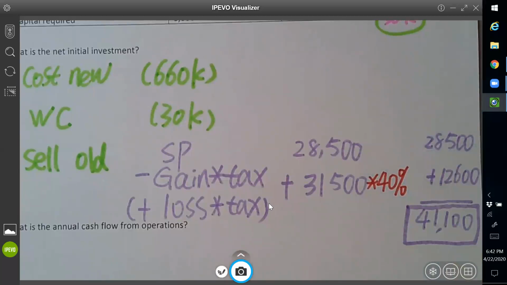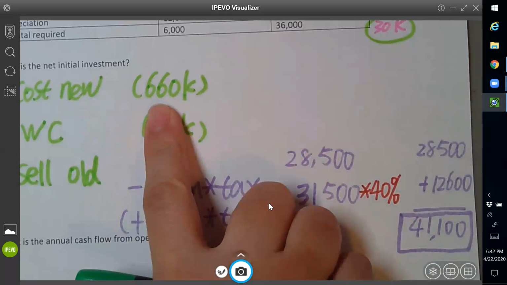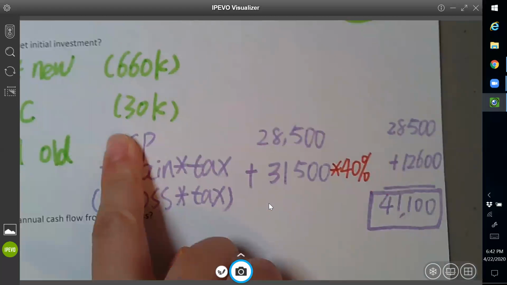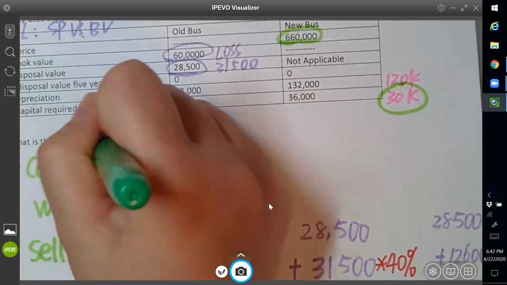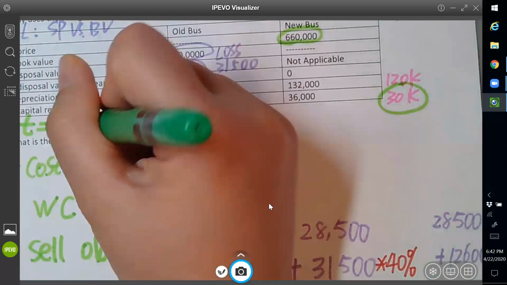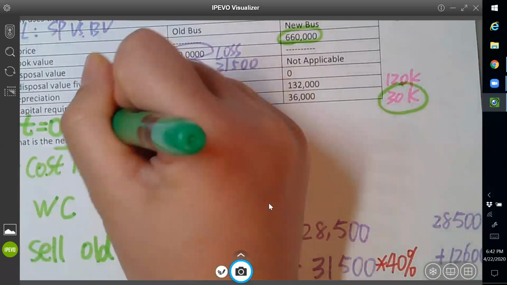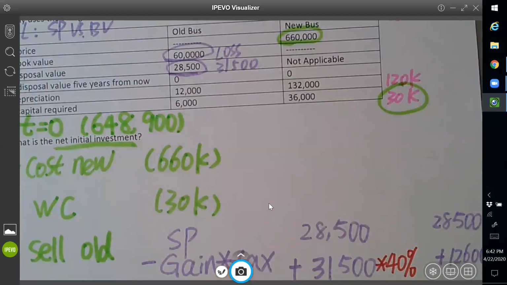41,100 is the relevant cash inflow of selling the old bus after taking care of the tax effect. So your net initial investment will be outflow 660,000, outflow 30,000, inflow 41,100. Your net initial investment, when t equals 0, will be an outflow of 648,900.